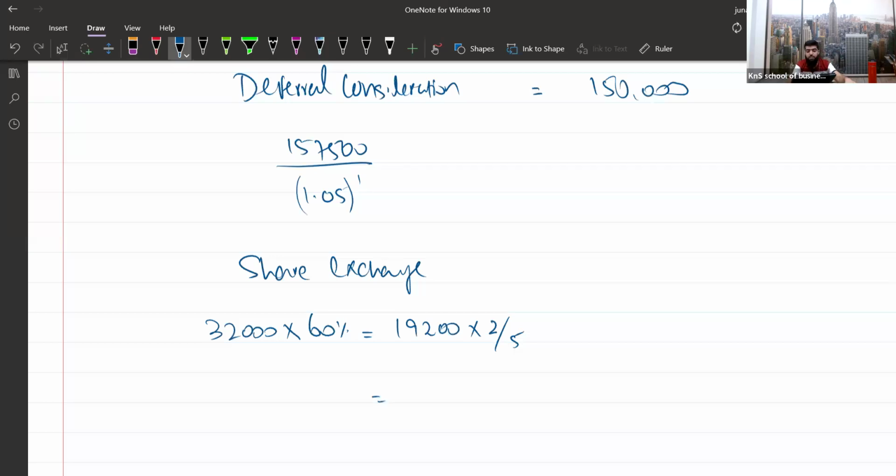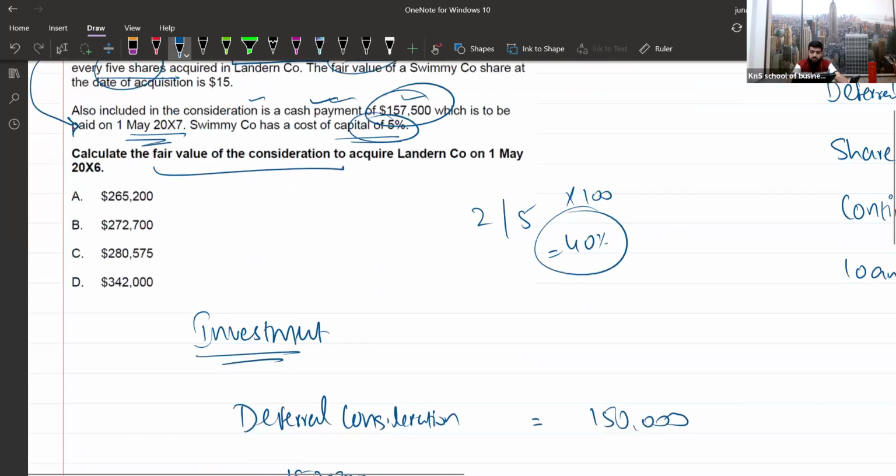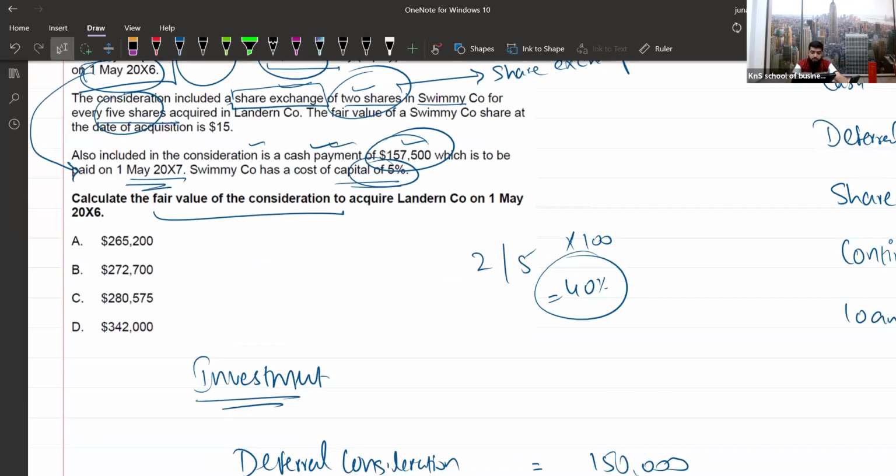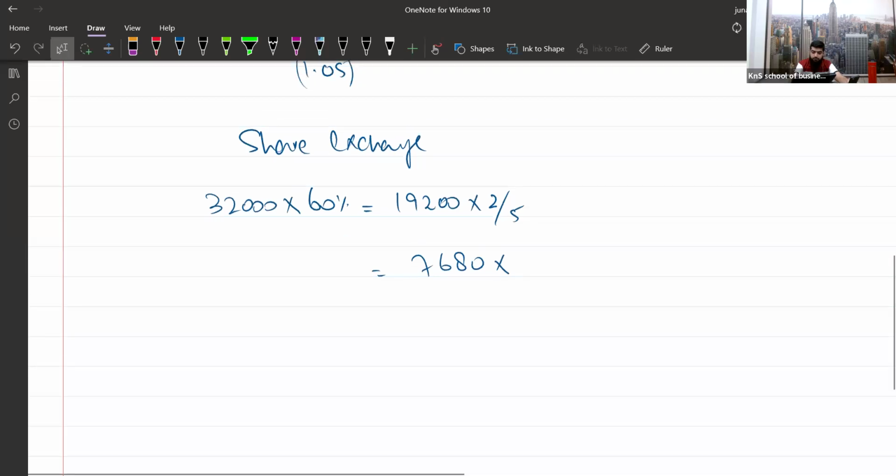So let's see how many shares are being issued by the parent company. That is 19,200, and 40% of the shares are acquired, which means 7,680 shares are issued by the parent company. And the value of the parent company's shares at the date of acquisition was 15, so multiply by 15. That is 1,15,200.